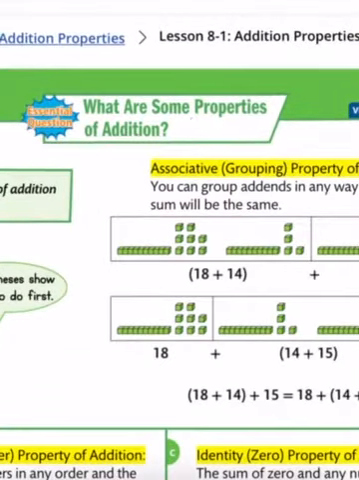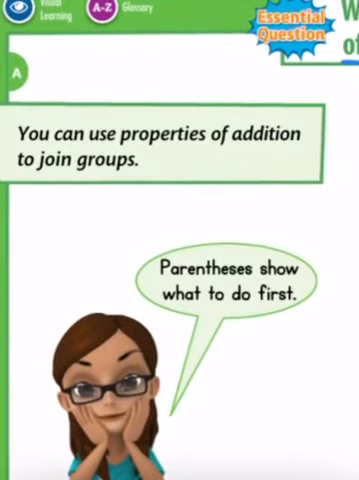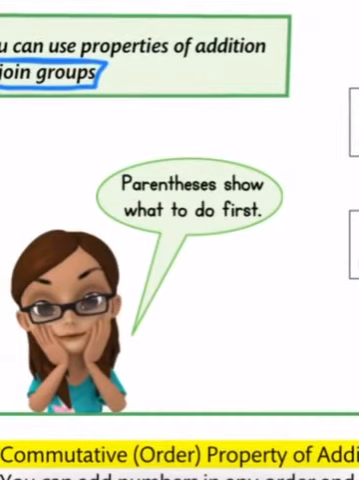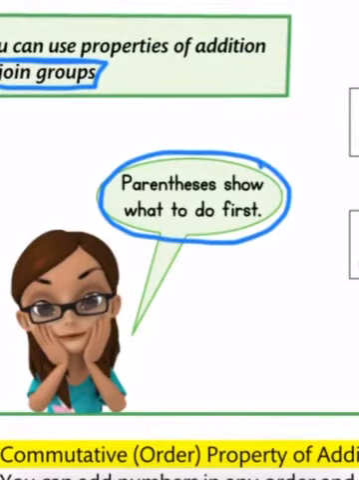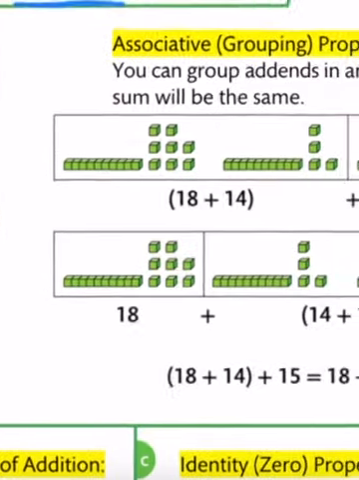What are some properties of addition? Again, these are like the rules of addition that we might have. And it says we can use properties of addition to join groups. All right, and she tells us this is a big one we always have to remember. Parentheses show what to do first. So whenever we see some numbers in parentheses, we need to do that before we do other things.